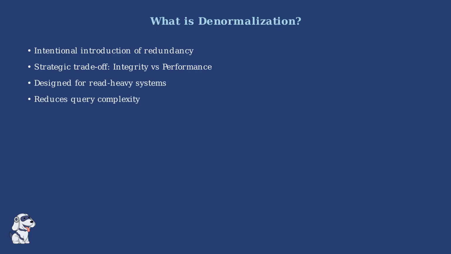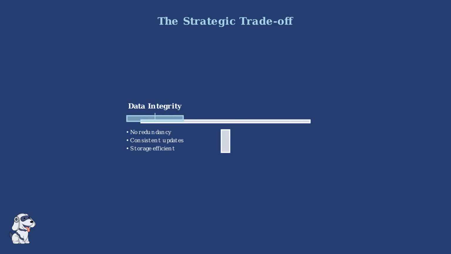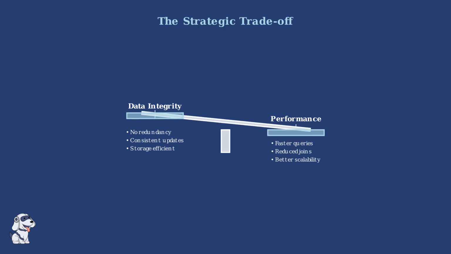Denormalization is particularly valuable in read-heavy systems where query performance is more critical than write efficiency and where the benefits of faster reads outweigh the costs of maintaining redundant data. Denormalization involves a careful balance between competing priorities. On one side, we have data integrity with its benefits of consistency and storage efficiency. On the other side, we have performance benefits, including faster queries, reduced complexity, and improved scalability. Denormalization tips this balance toward performance when the strategic benefits justify the trade-offs.